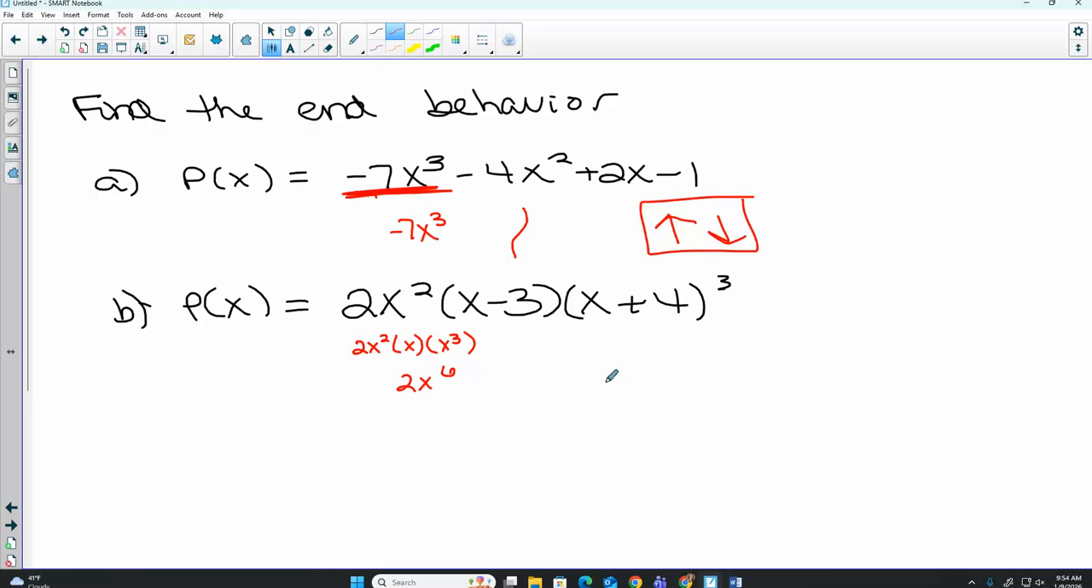Okay, x to the 6 is even, so it's going to look like a parabola. Does the positive 2 flip it? No. So end behavior, how about... All right, you guys try this one. Don't say it out loud yet. Take a second and think about it.